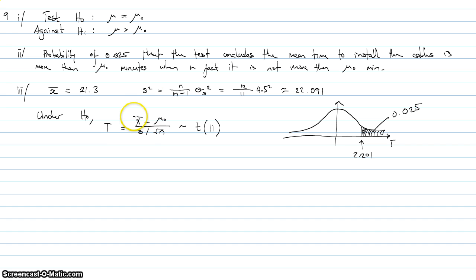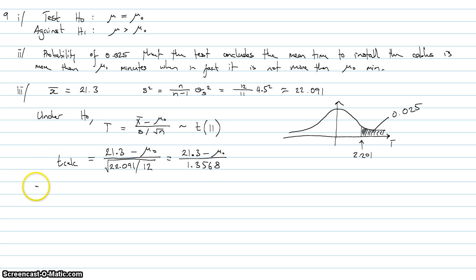Well, what is my t calculated? My t calculated is what I get when I substitute x bar into this equation. So t calc will be 21.3 minus mu naught over s over root n. Remember, s is the square root of s squared, which is 22.09, so this is the square root of 22.09 times 1 divided by n, which is 12. We get this horrible looking number on the bottom, but that's okay, we can do something with that. So this is 21.3 minus mu naught over 1.3568.